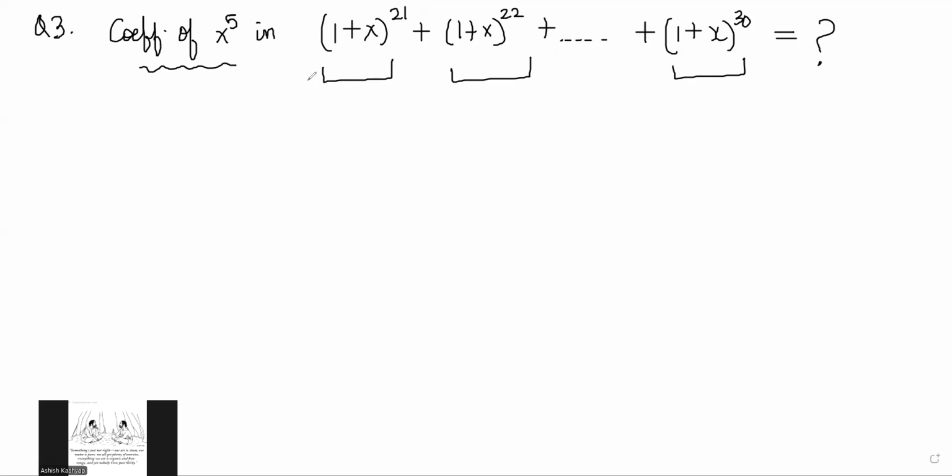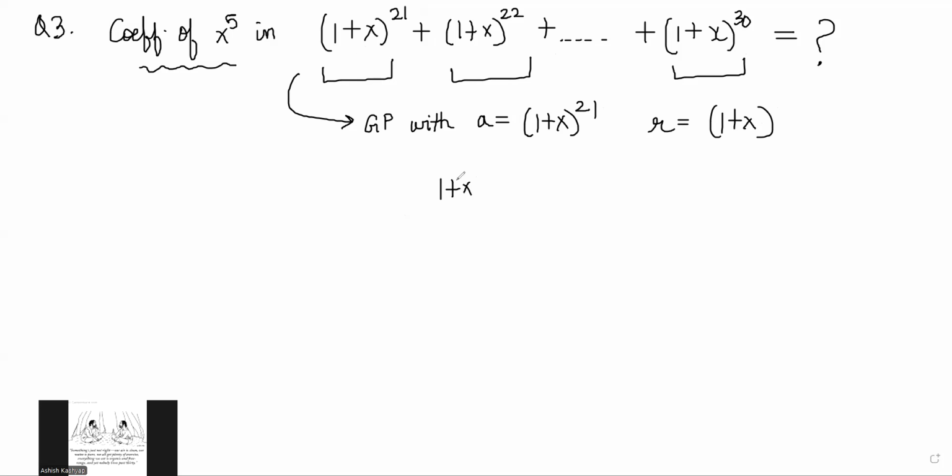What I would say is instead you should first simplify this expression and notice that this is a GP with first term as (1 plus x) to the power 21 and common ratio as (1 plus x). So the sum of this GP will simply be first term a taken common, r power n minus 1. So how many terms are there? If you subtract 20, you get 1 to 10. So there are 10 terms here.